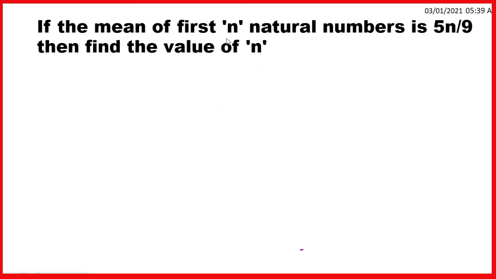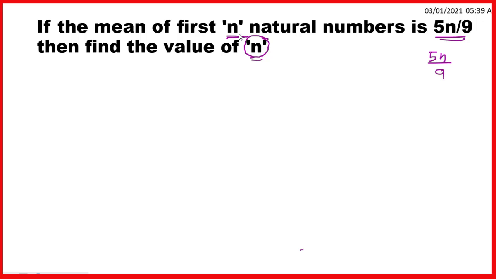Friends, here is a question. If the mean of the first n natural numbers is 5n by 9, then find the value of n. कहा गया है कि पहले n नेचुरल नंबर्स का मीन यानी एवरेज ये है 5n अपॉन 9 and we have to find the value of n. हमें n की वैल्यू ज्ञात करना है.